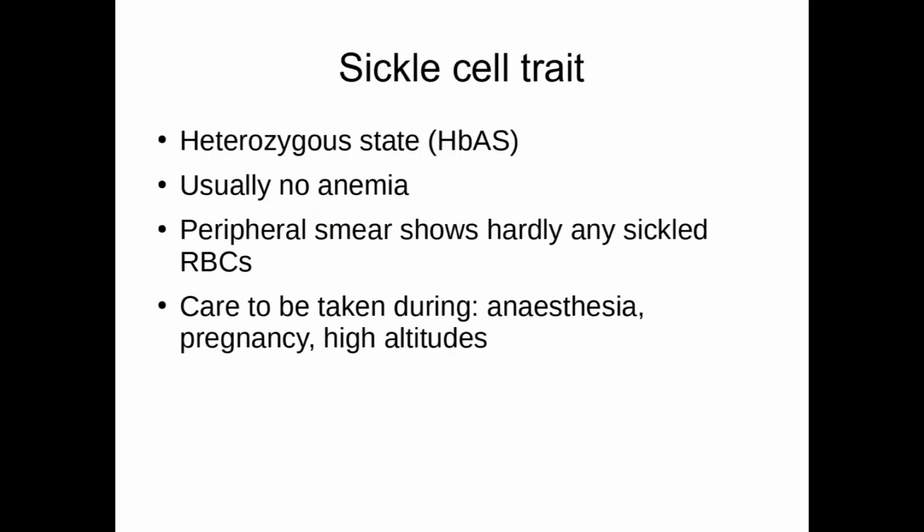The second disease in the sickle cell disease group that we'll be talking about is the sickle cell trait. It is a heterozygous trait with some globin chains normal, but some globin chains abnormal or sickled. Usually the patient will not have any anemia, and the peripheral smear also, if you see, will not show any sickled cells or sickled RBCs. However, some care should be taken in patients who are pregnant, in patients who are undergoing anesthesia, or in patients who are traveling to high altitudes.